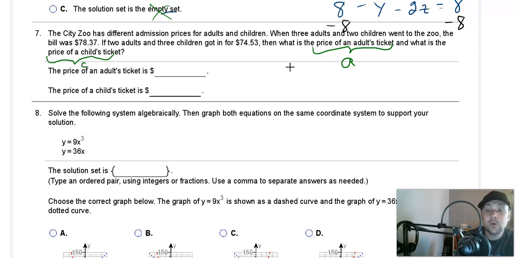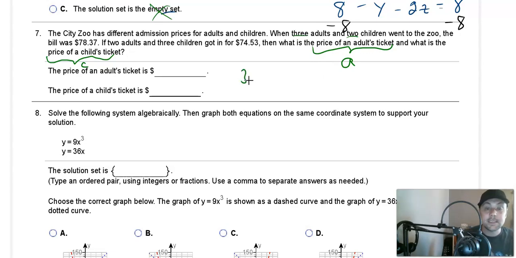So I have 2 variables, which means how many equations do I need to have to get a solution? I need to have 2 equations. And that's exactly what you're getting here in these 2 statements. So the first sentence here, 3 adults and 2 children. So how much are they going to have to pay in total?